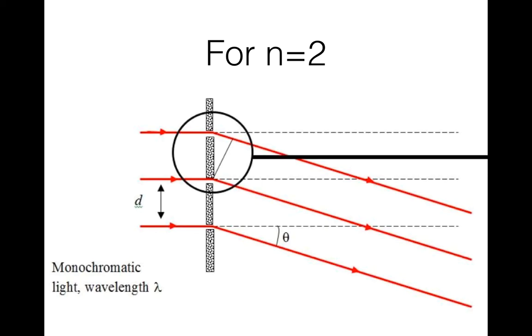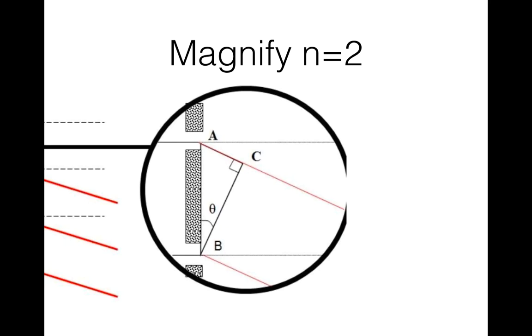Remember, n equals 2 means that the light from adjacent slits is out of phase by 2 wavelengths. So I'm going to magnify the circular part. And like I said, the light from adjacent slits is out of phase by 2 wavelengths. So the light from A travels 2 wavelengths longer than the light from B to meet and form the dot on the screen. Once more, AB is equal to d and AC is equal to 2 wavelengths.